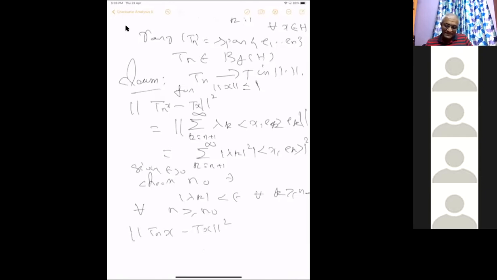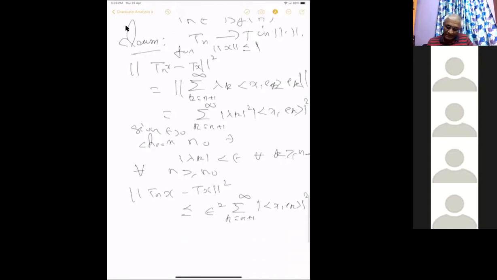Now this lambda k is less than epsilon, so you can take the epsilon square out. This is less than or equal to epsilon square times the summation k equal to n plus 1, you can take it from 1 to infinity also, of |<x, e_k>| squared. But then this is less than or equal to epsilon square times norm x square. This is the summation from k equal to 1 to infinity, which is norm x square.